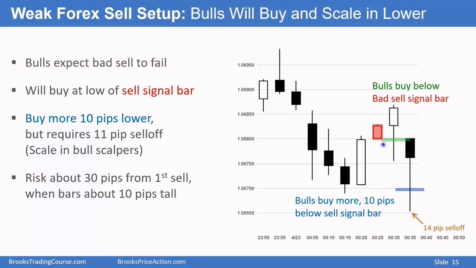Bulls doing that might have to risk about 30 pips from their first entry. So they buy here, buy more 10 pips lower. Maybe they're willing to buy more 20 pips lower. In general, if you're doing that kind of trading, you have to risk about 3 times the size of a minimum scalp, 10 pips. So you have to risk about 30 pips. Most traders should not be doing this. They certainly should not be doing the scaling in. Experienced traders do it regularly.